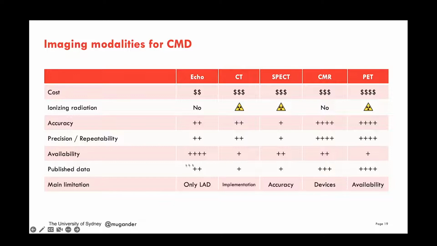When it comes to published data, there's a fair amount in echo, absolutely more so in PET, and then CMR a close second. SPECT and CT are very limited in the data available. The main limitation of echo is that it can only do the LAD. CT has an implementation challenge where it's not routinely available with validated, reliable software. SPECT is challenged by accuracy, MR by devices, as we saw in the excellent image by Professor Hamilton Craig in the previous talk, and PET has its main limitation arguably in its availability, which is limited.